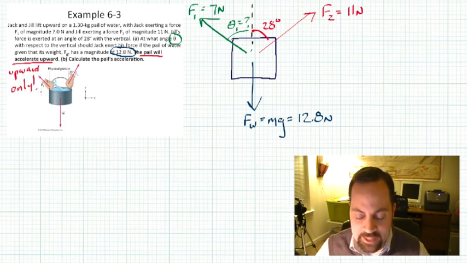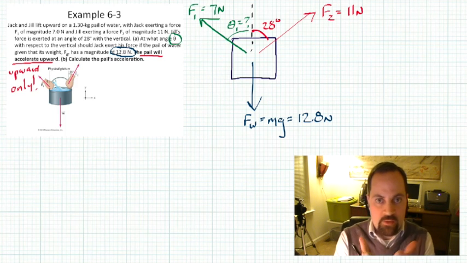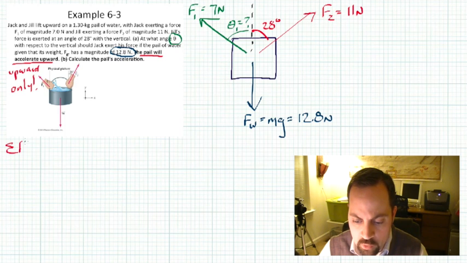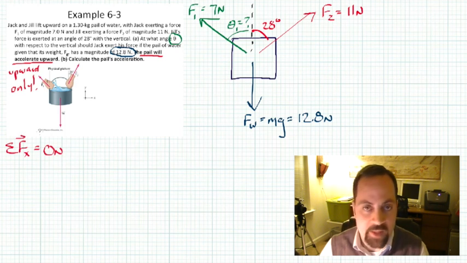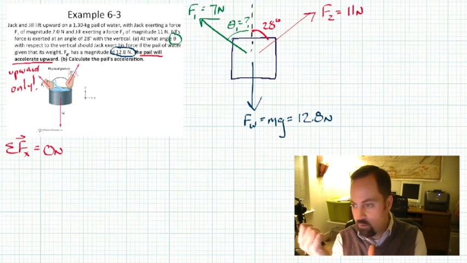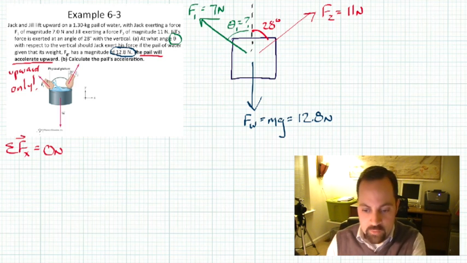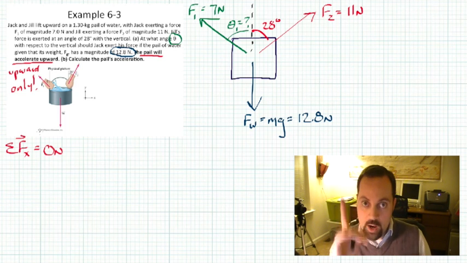So what this is saying is that there is no net force in the x direction. We can say that the net force in the x direction is 0 newtons. That's important because if there was a net force this way or that way in the x direction, the pail would slosh side to side. This is saying that it's going to accelerate upwards only.